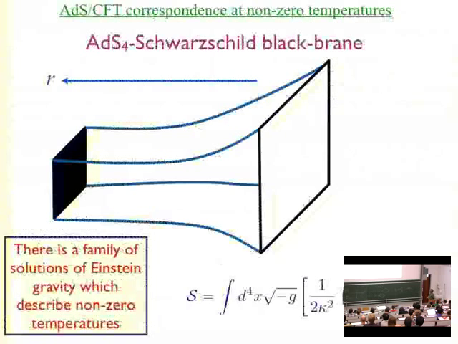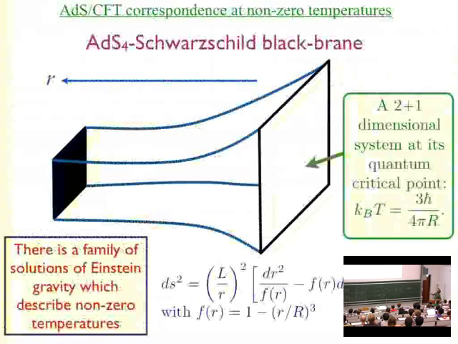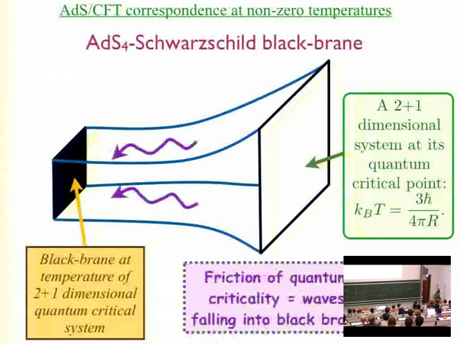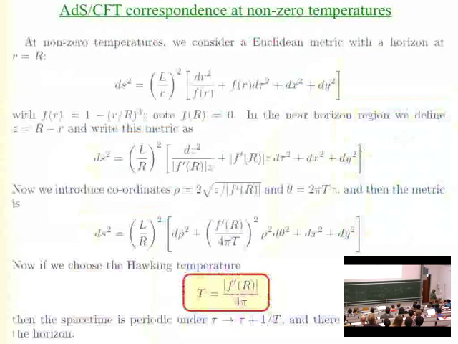Well, as you all know, you get a horizon, and the position of the horizon is related to the temperature in AdS4 in this way. Okay, so that has a finite entropy density, and that entropy density is in fact equal to the entropy density of your CFT. And finally, you'll get frictional dissipative properties of your CFT at finite temperature, and these are related, at the classical gravity level, to the damping of various modes as they go past the horizon. All right, well, this stuff you know.